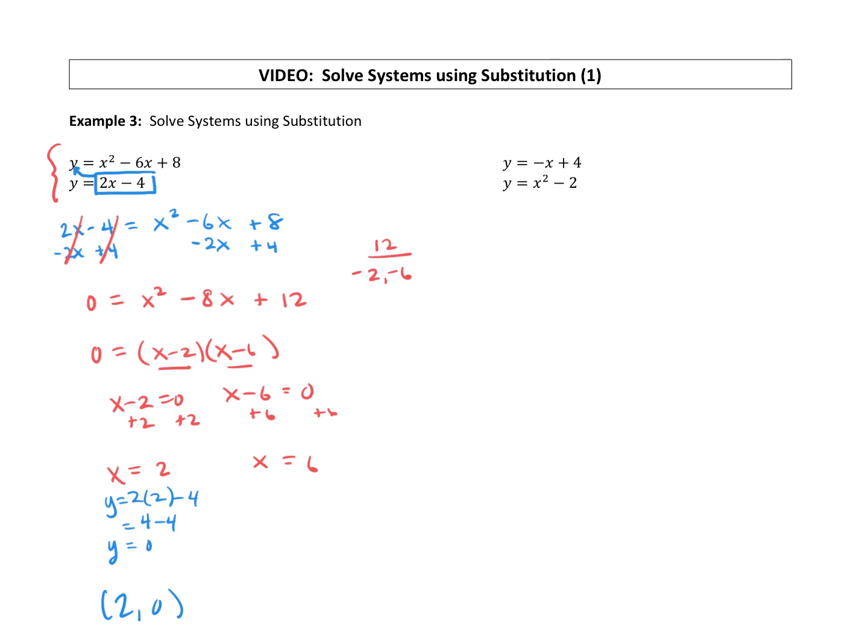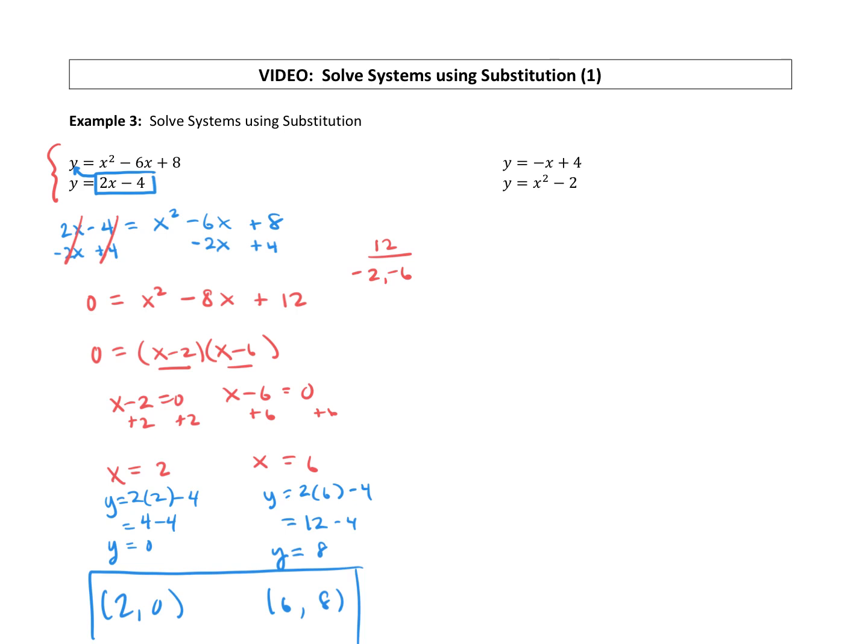Now I'm going to take that 6 and just plug it into the same equation. y equals 2 times 6 minus 4. 2 times 6 is 12, and 12 minus 4 is 8. So when x is a 6, y is an 8, and there's the other solution to the system.